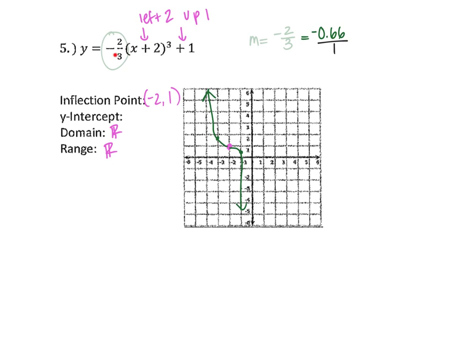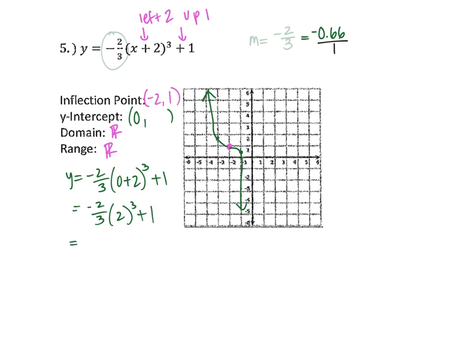Now I need the y-intercept, so I need to plug in 0 for my x. So this one I am going to be dealing with fractions, so one at a time. Inside the parentheses, I have 0 plus 2, which is 2, cubed. 2 cubed is going to give me 8, because 2 times 2 times 2 gives me an 8. And then if I'm multiplying this fraction with a whole number, one way I can do it is just put the 8 over 1, and then multiply straight across. So -2 times 8 gives me -16. 3 times 1 gives me 3, plus 1.